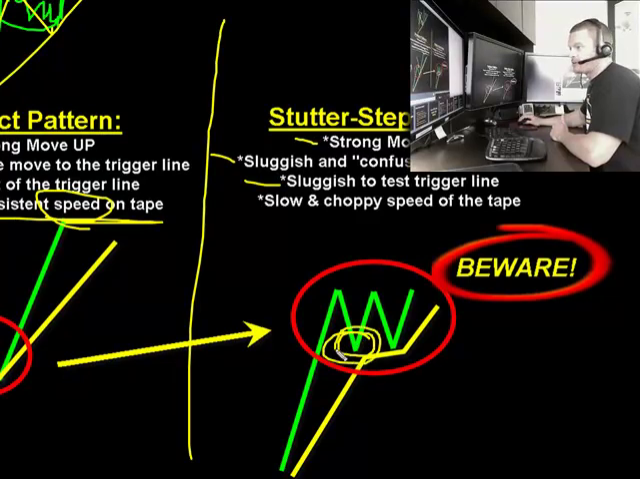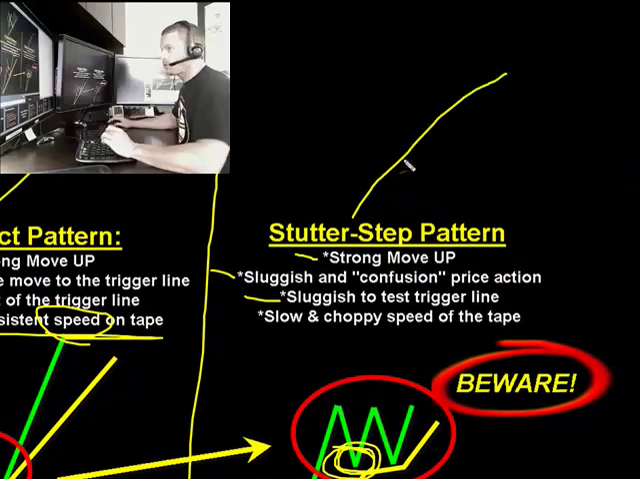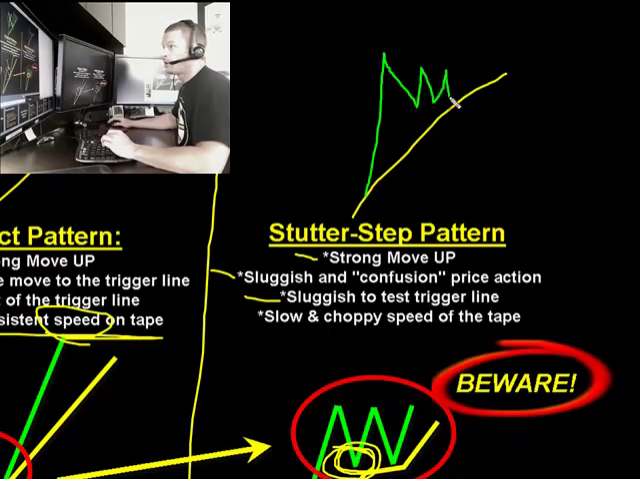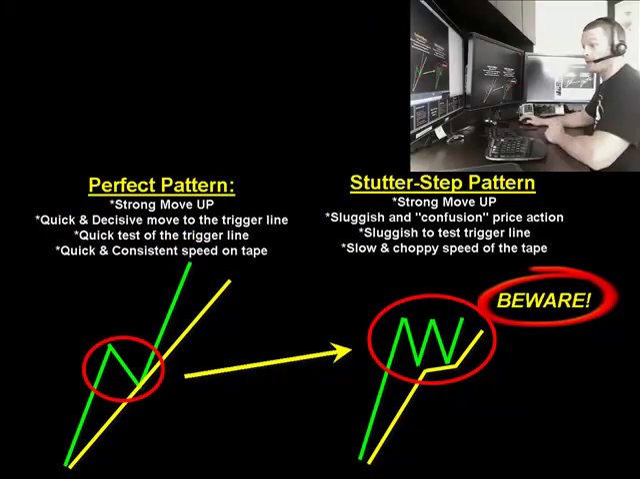And you'll notice it's going to happen because you're going to see this failed first attempt. What will happen is you'll have the trigger line move up, we'll see the big breakout here, but then the first test here will be a failed attempt, and then it will go sideways. That is not the pattern that we want to get involved with. And that, of course, is what we call the Stutter-Step Pattern.